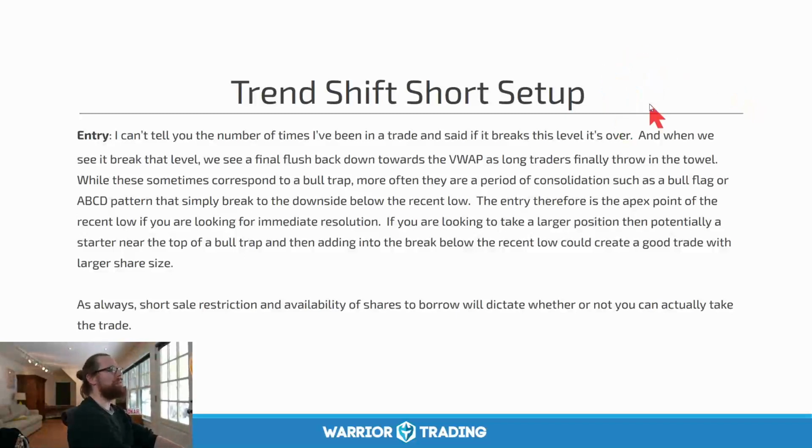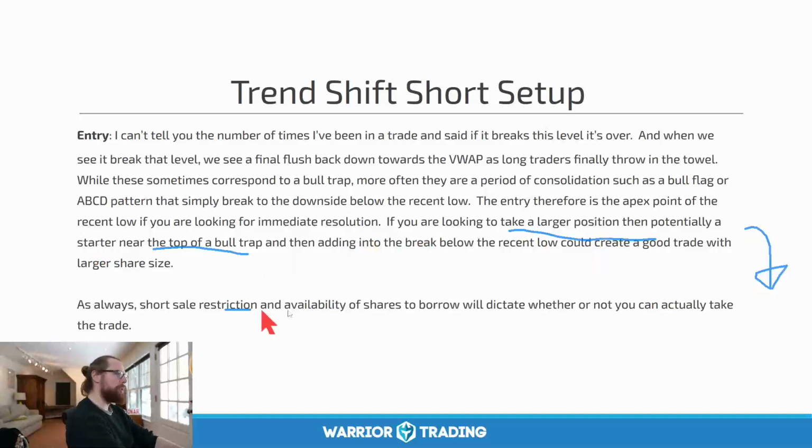We always prefer to have an apex point because that just makes it very easy that this is the place to be a buyer, or a short seller. And that's, of course, what makes the dip strategy so difficult, that it doesn't really have that very clear apex point. So if you're looking to take a larger position, then potentially a starter near the top of the bull flag where we might be getting the bull trap could be a place to begin a position, and then adding into that confirmation of the break below the apex.